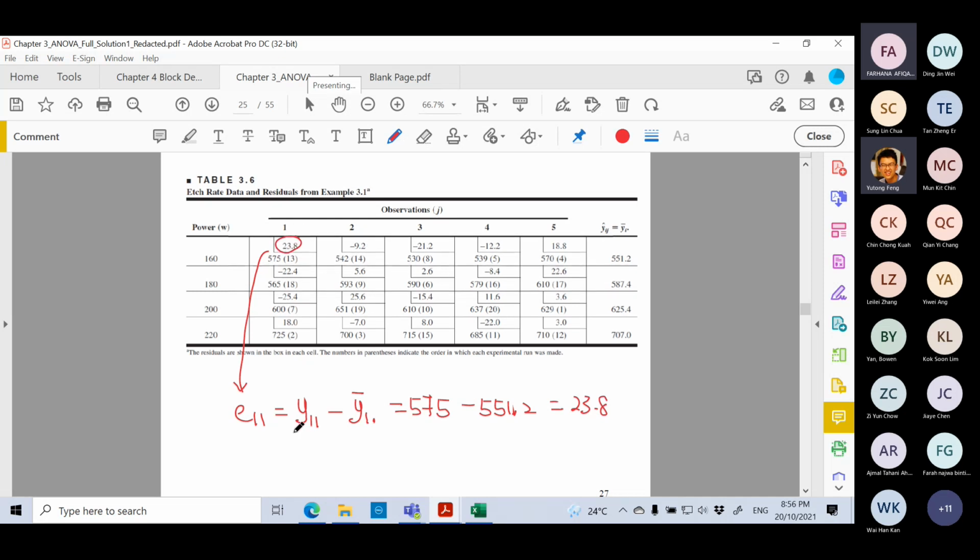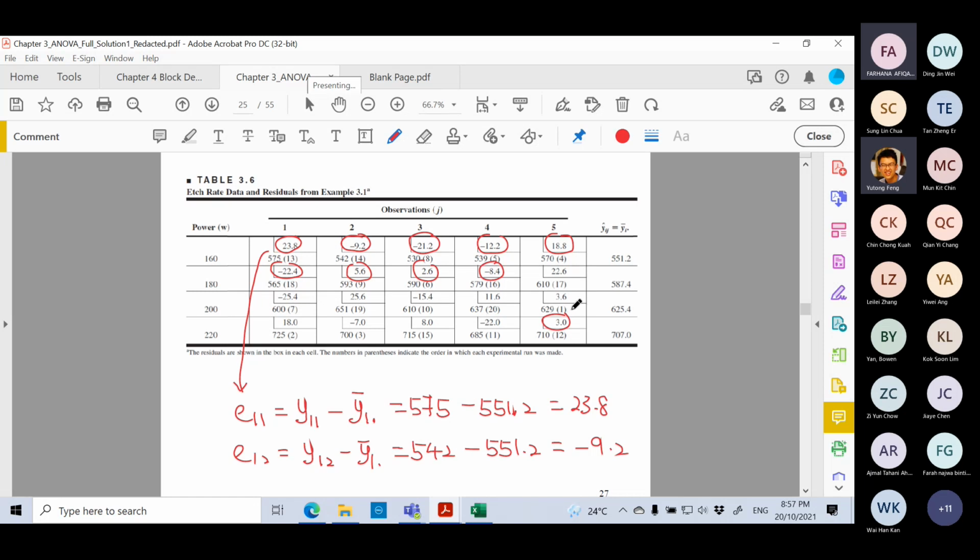The second cell is Y12, so it's Y12 minus Y1 dot. I have 542 minus 551.2, so you get the answer negative 9.2. So we want to get all the residues out. If you do it manually, you will get all the residues out. This is how I explained to you to get the residue.